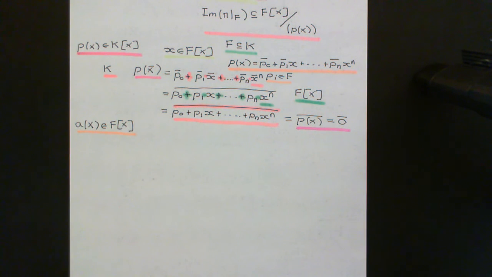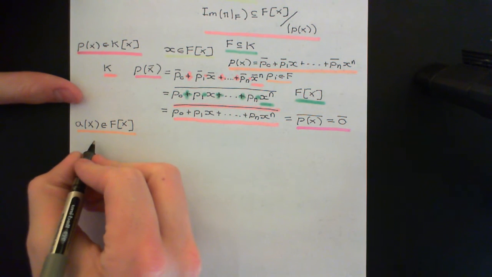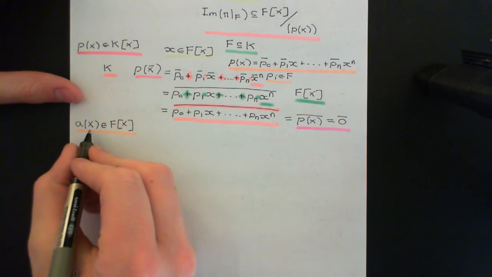Well, of course, we're going to use the Euclidean algorithm. The ring of polynomials over a field is a Euclidean domain, so we can use the Euclidean division algorithm. Okay, sorry, not the Euclidean algorithm, the Euclidean division algorithm. Okay, so what I can do is I can take my polynomial a of x.